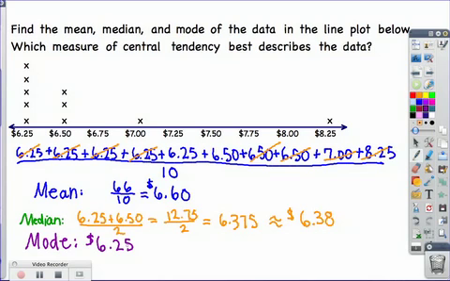Now the question also asks us to decide which measure of central tendency best describes the data. In this case, the $7 and the $8.25 can be considered outliers. Those people make more money than the majority of the people that we surveyed. So I don't think mean would be a very appropriate measure of central tendency for this data. The mode, $6.25, there are 5 people that earn that, but there are also 3 that earn $6.50. So I would say that the median is probably the best number to describe this data. That $6.38 is a pretty good estimate of what a typical person would earn per hour.